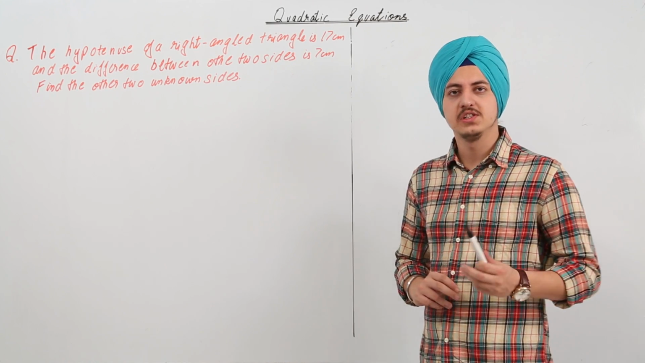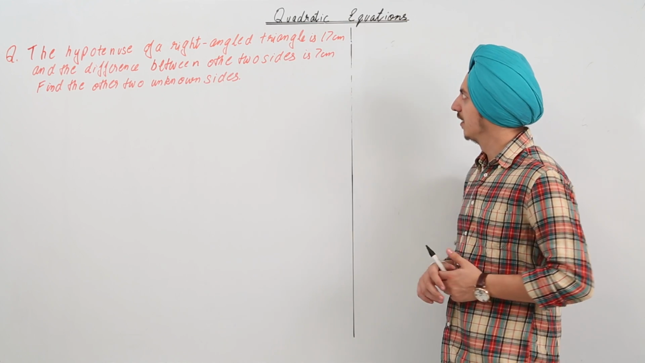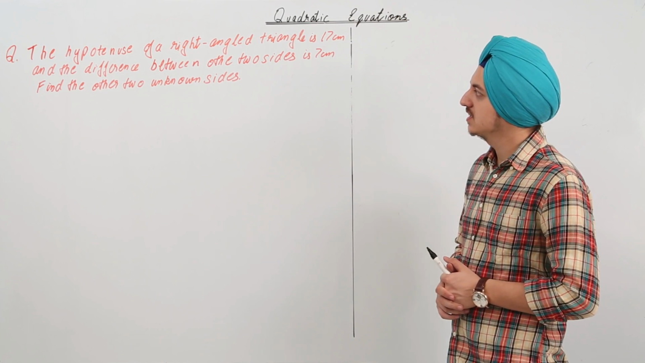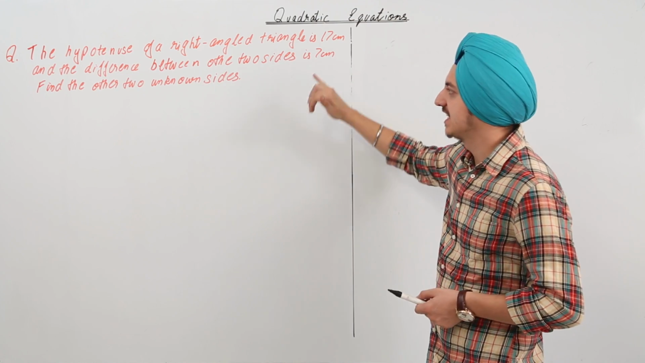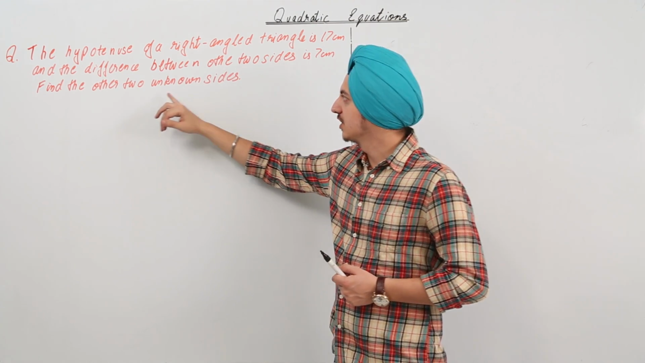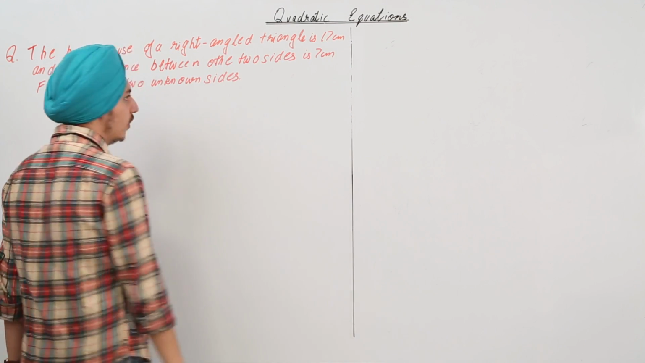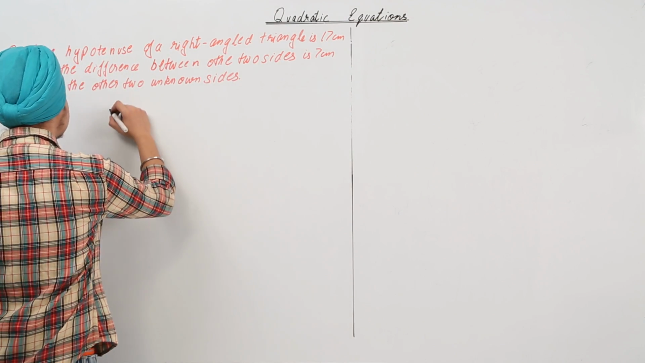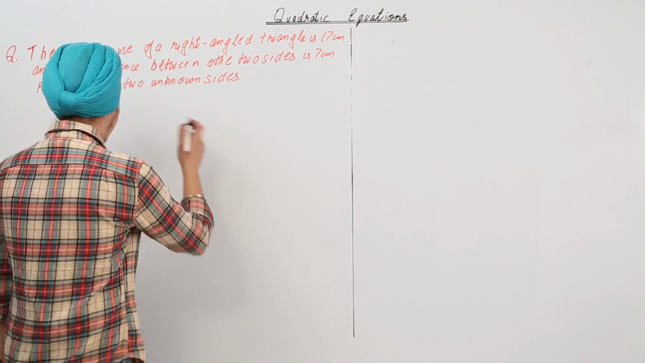Now here the question says the hypotenuse of a right angled triangle is 17 centimeters and the difference between the other two sides is 7 centimeters. Find the other two unknown sides. How do we go about this question? We know that the Pythagoras theorem says a square plus b square is equal to h square.